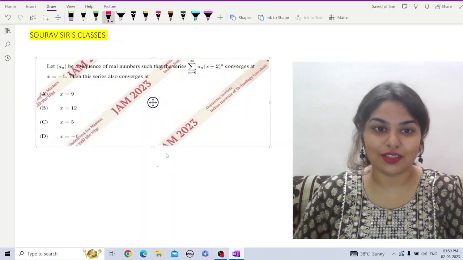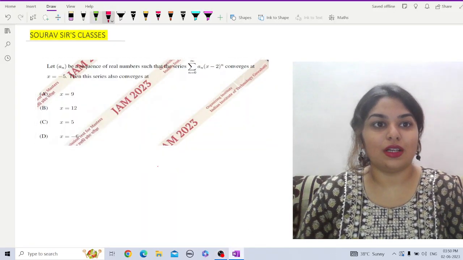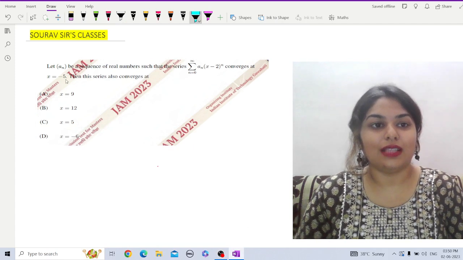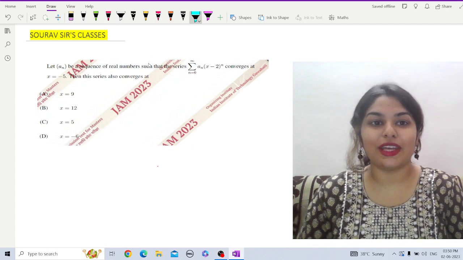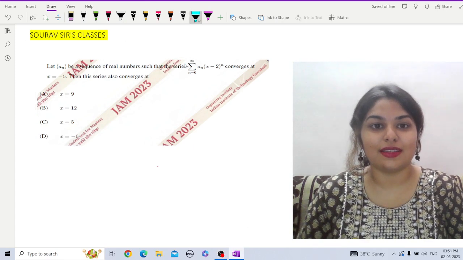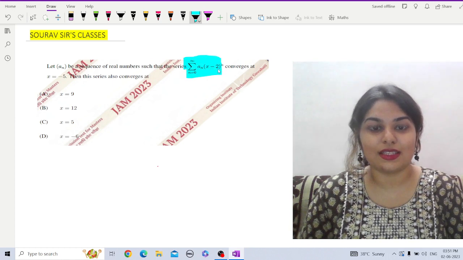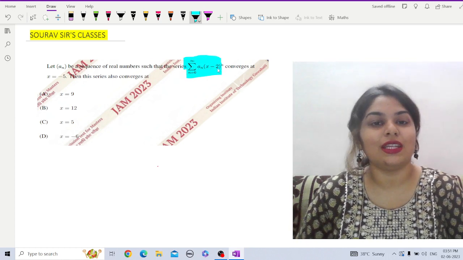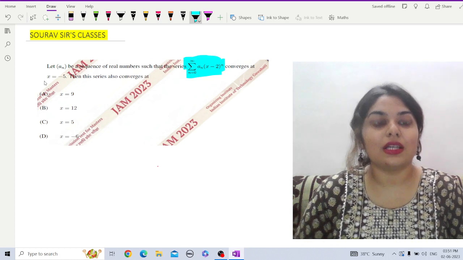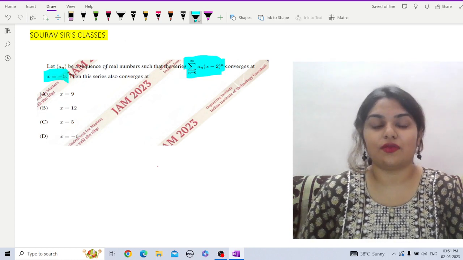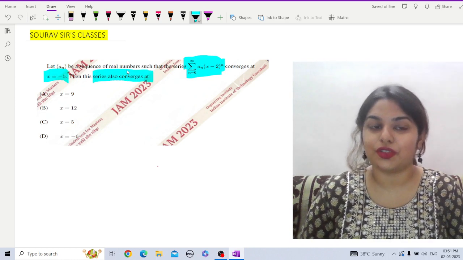Let us have a look at the following question here. So here it is given that a sequence of real numbers is such that the series summation a_n (x minus 2) to the power n, from n equals 0 to infinity, converges at x equals minus 5. Then this series will also converge at.